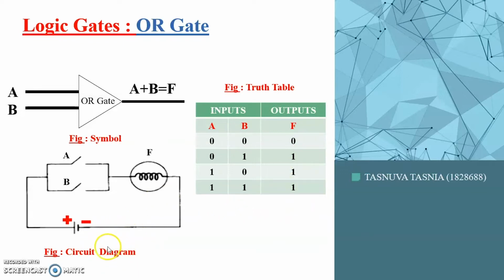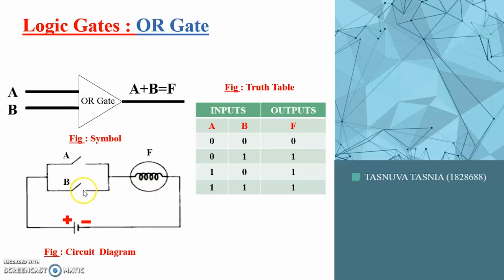Also, when we see the circuit diagram of an OR gate, here two switches are parallelly supplying a light. So if switch A is on and switch B is off, the light will still light up. And if switch B is on and A is off, the light will still light up. When both of the switches are on, the light will light up as well.